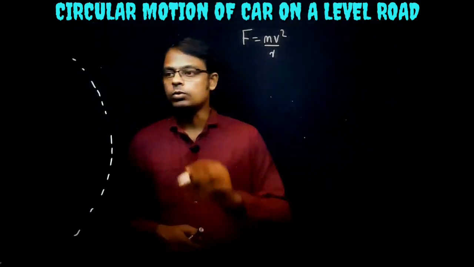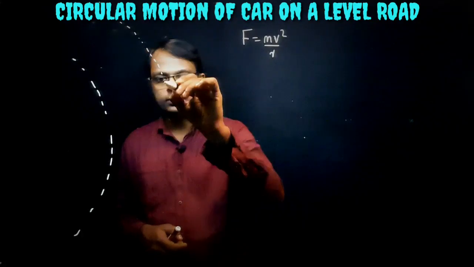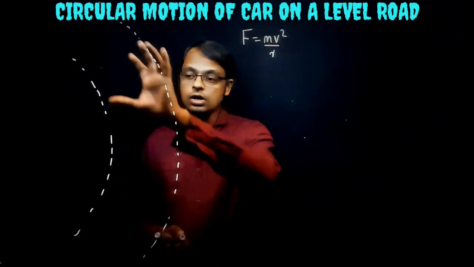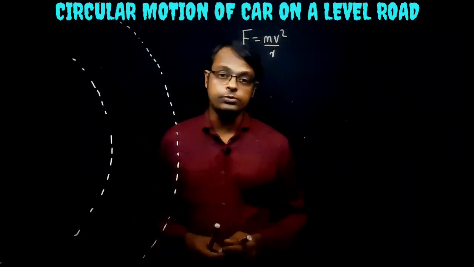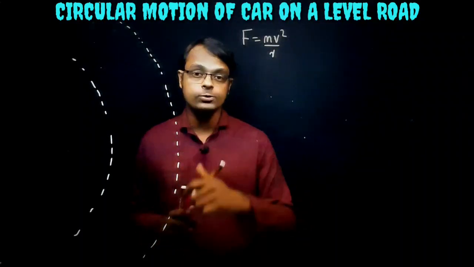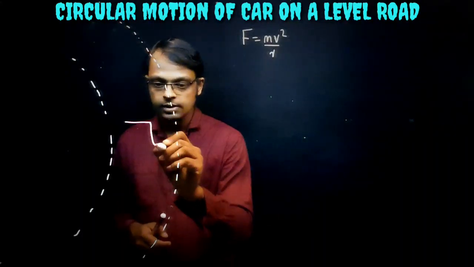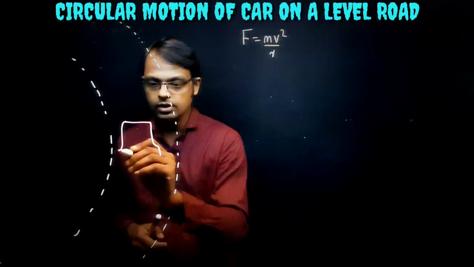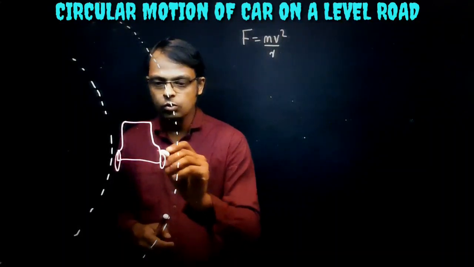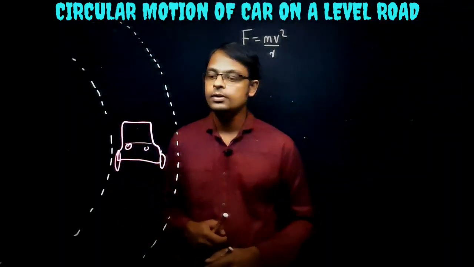Now just think of this as a circular road or just a turning. The car is now negotiating the curve and the road is a leveled road. Let me draw a car shape here. So this is an example of a car. The car is moving in this direction.